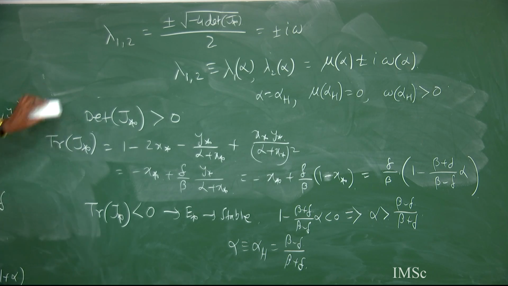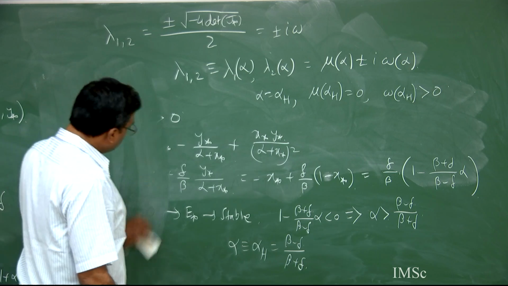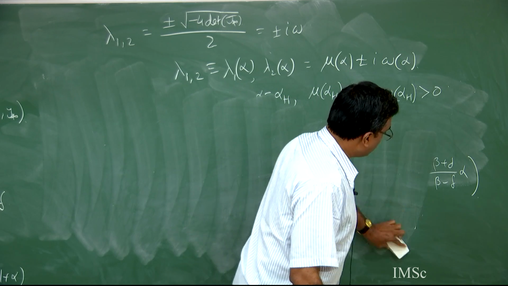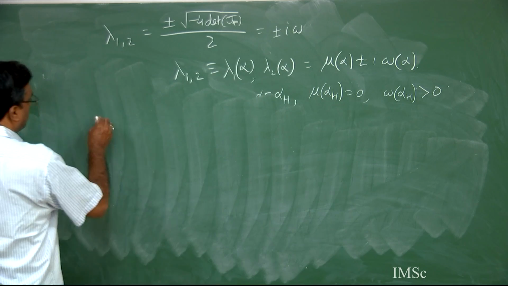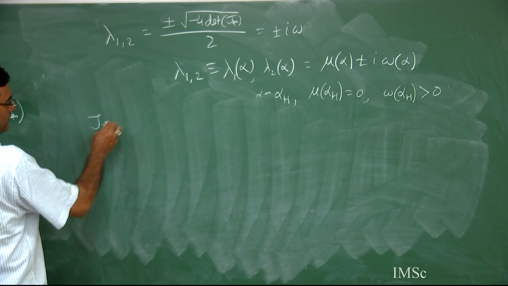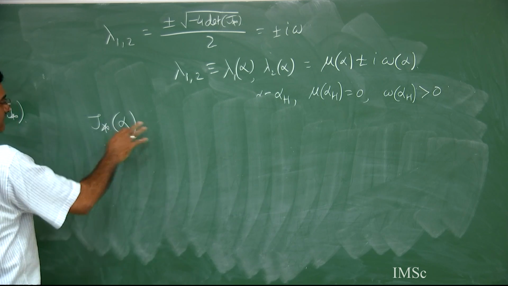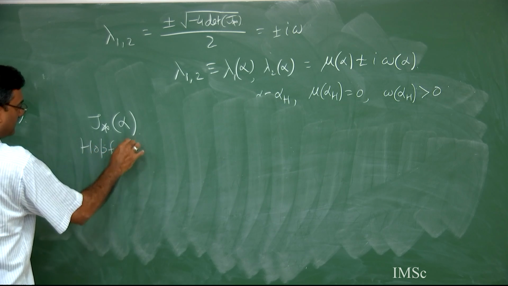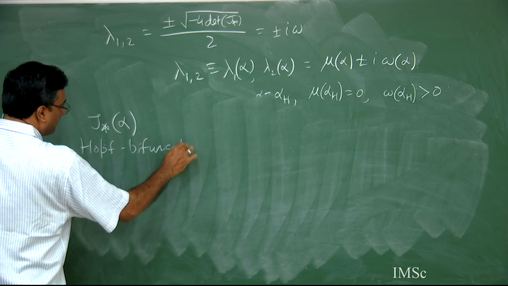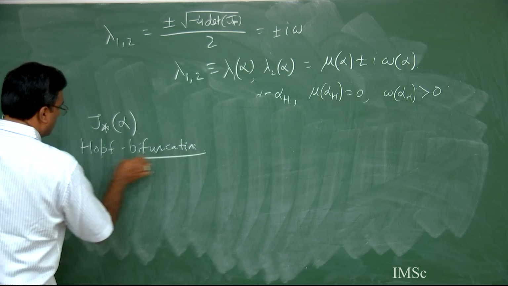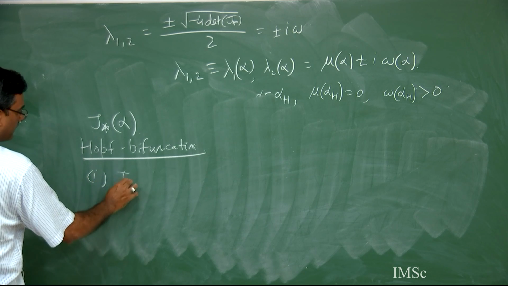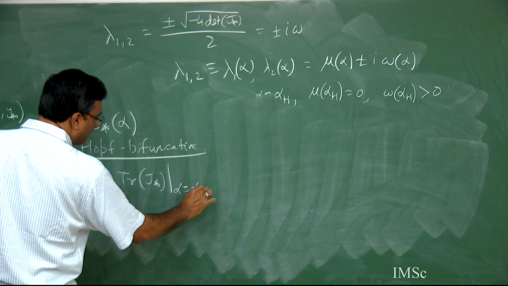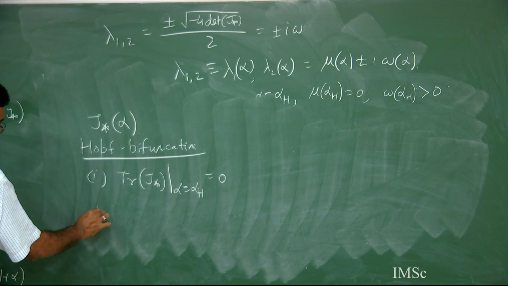right. So therefore we can mention here the condition required for Hopf bifurcation demands satisfaction of 3 conditions. That means if you have J star as the Jacobian matrix and consider this as a function of alpha, for Hopf bifurcation in 2 dimension you need this condition, that number 1, trace of J star evaluated at alpha equal to alpha h should be equal to 0.